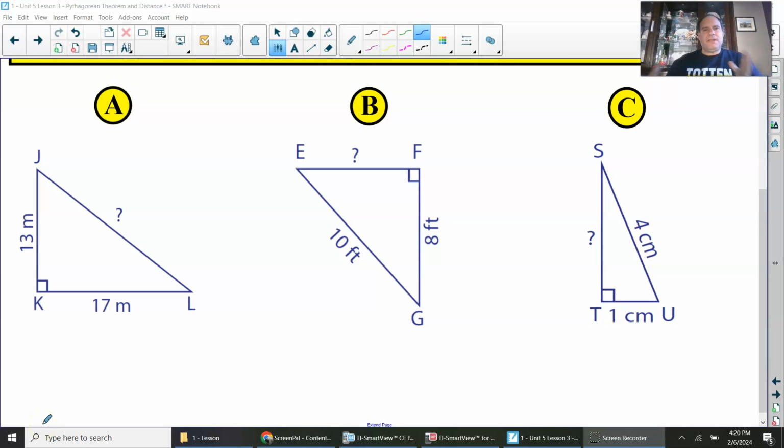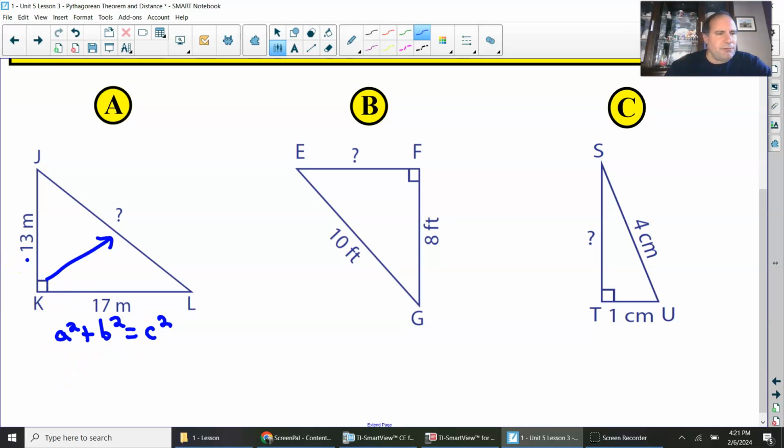So all of these questions here are a little bit more difficult, but not too bad. So just remember, the first thing that you do is to go ahead and draw that arrow. Then go write the Pythagorean theorem down. A squared plus b squared equals c squared. This is side A, this is side B, and this is side C. Opposite the right angle is always side C.